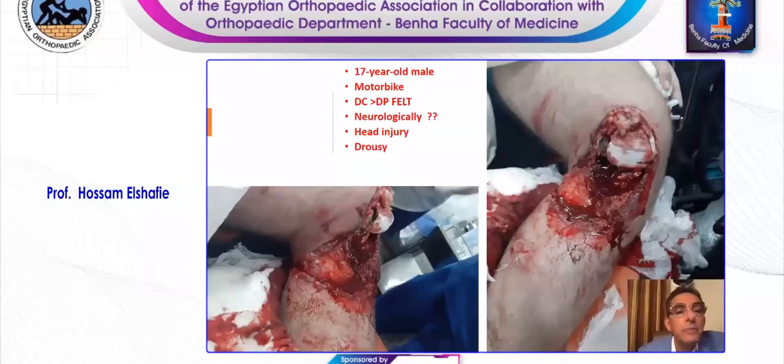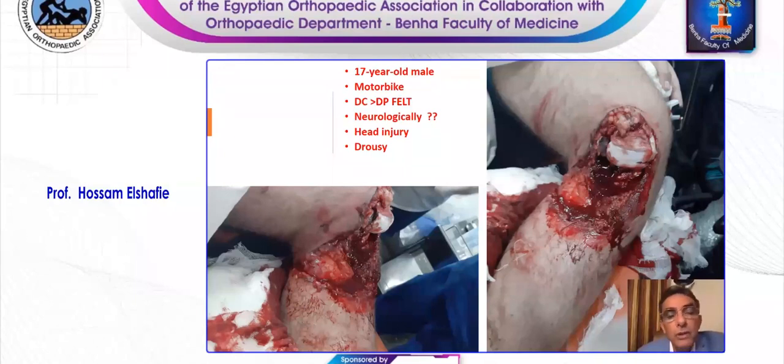This patient presented to me, a 17-year-old male, who sustained an injury in a motorbike accident. And then he came to the hospital. They called me to see this patient, and this is the situation as you see here.